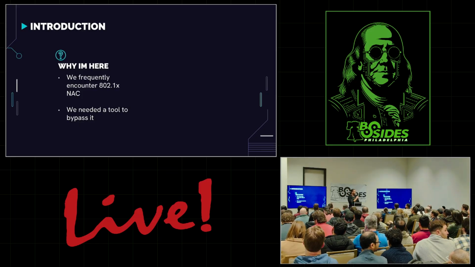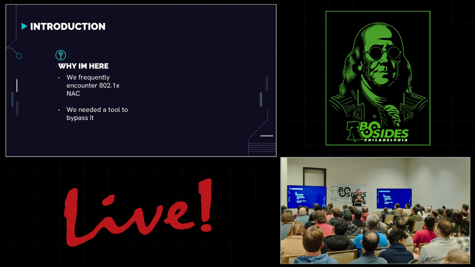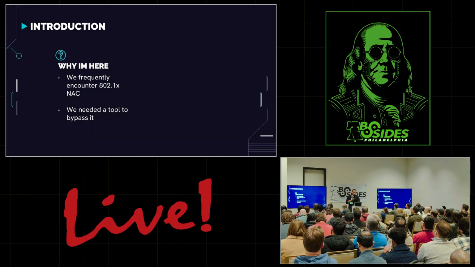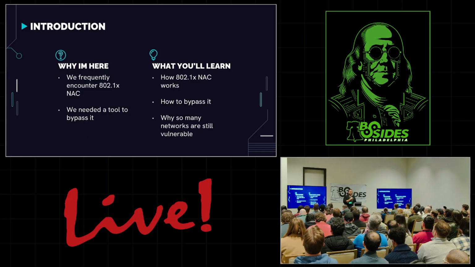So I was tasked with creating a tool to bypass this form of NAC because, as you can imagine, if you're trying to plug in and do an assessment and you can't even get network access, that really stalls the whole operation. So we need a way to just hit the ground running and be able to get the access that we need in order to perform the actual test. So today what you'll learn is how 802.1x network authentication control works, how to bypass it, and then why so many networks either don't have NAC still or why they can still be bypassed.